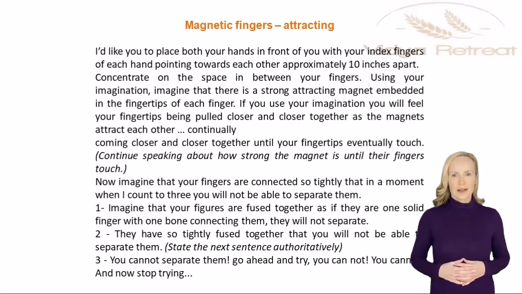1. Imagine that your fingers are fused together as if they are one solid finger with one bone connecting them. They will not separate. 2. They have so tightly fused together that you will not be able to separate them. State the next sentence authoritatively. 3. You cannot separate them. Go ahead and try. You cannot. You cannot. And now stop trying.